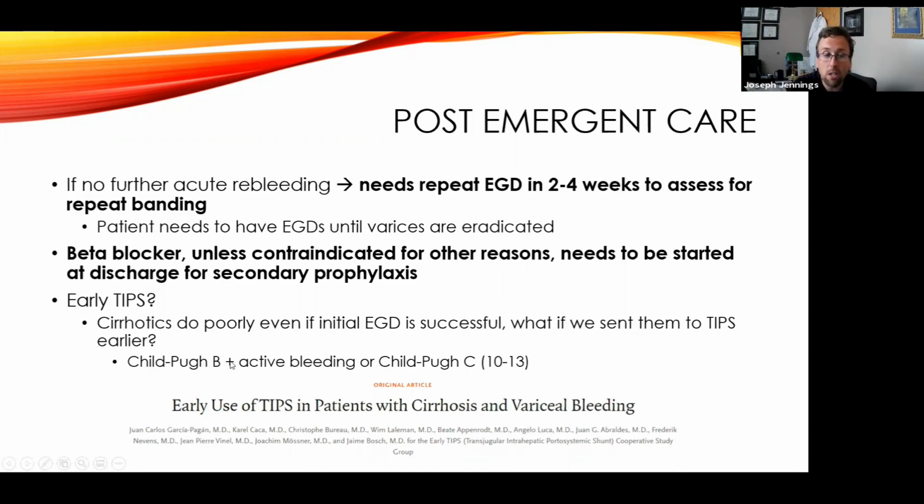These are our Child-Pugh B patients with active bleeding, so they were bleeding, or our Child-Pugh C patients with varices that we were able to stop. They might benefit from doing TIPS sooner rather than later. And we would be working with the transplant hepatologist and the IR doctors to make that decision, because it's not one size fits all.